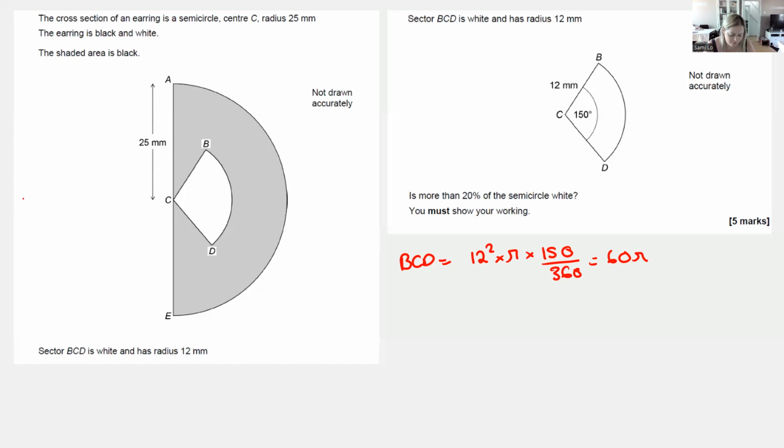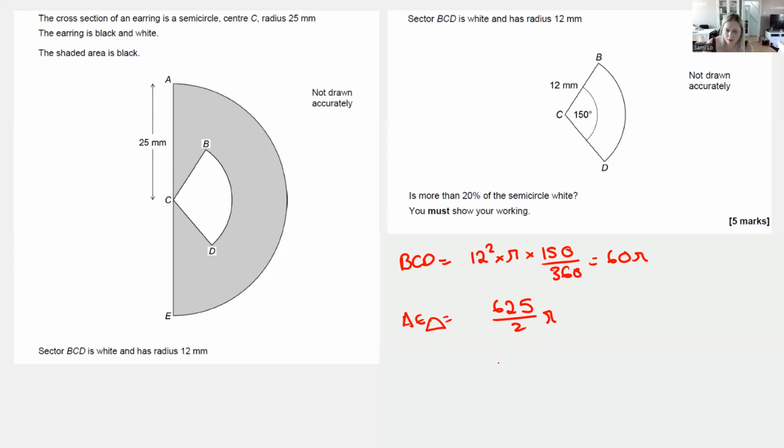And then finding the area of the black one. So 25 squared times pi, and that's half, isn't it, because it's a semicircle. Pi r squared. Just checking the units then. Sometimes the units will throw you off. So that's 625 over 2 pi. There you go, just so you know what I'm doing there.